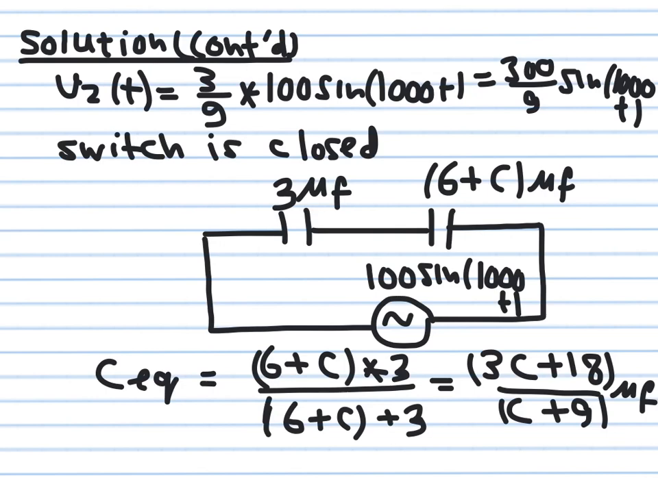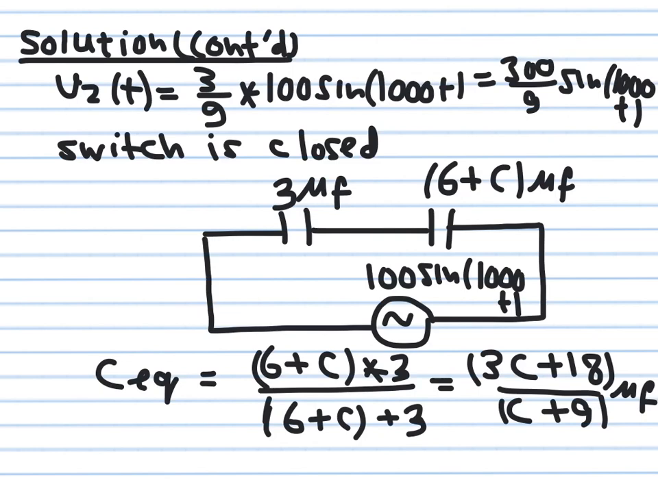The voltage across the second capacitor will be obtained exactly the same way. If you want to get the voltage across the 6 microfarad, then the division ratio will be 3 over 3 plus 6. You multiply this by Vs, so you get 300 over 9 sine 1000 t.